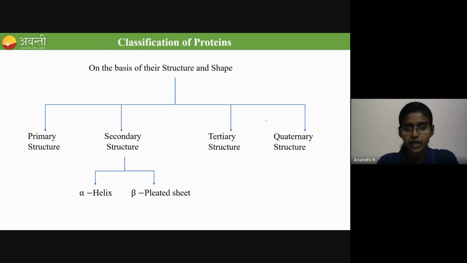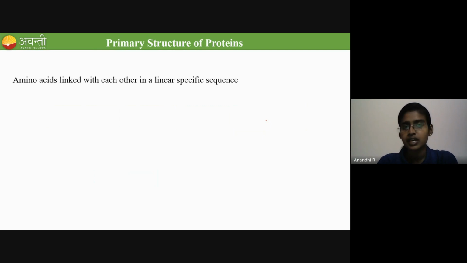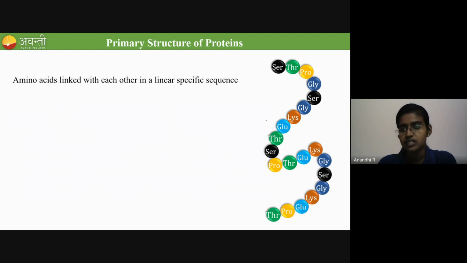So coming to the primary structure. The primary structure of protein consists of amino acids which are linked with each other in a linear, specific sequence. Just see this. All the amino acids are linked with each other in a linear fashion. There is no branch over there. Okay.